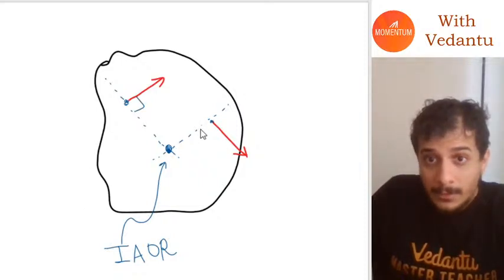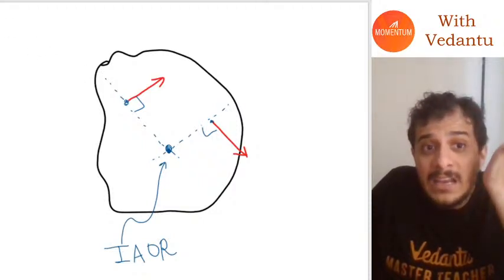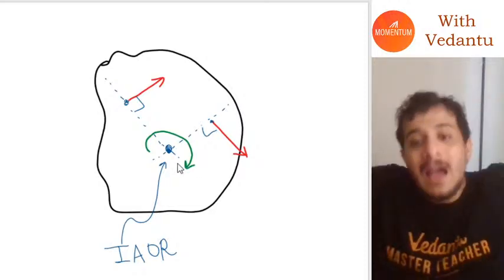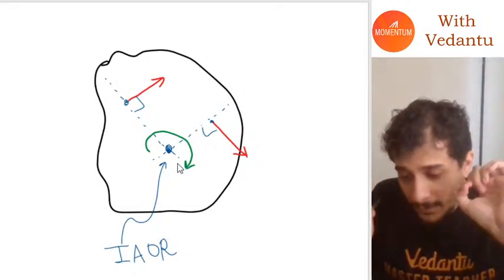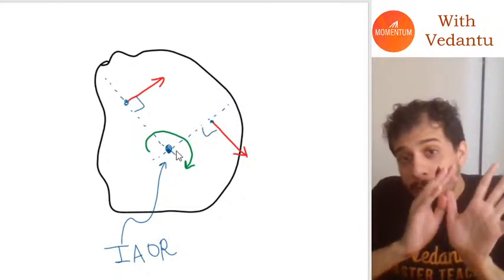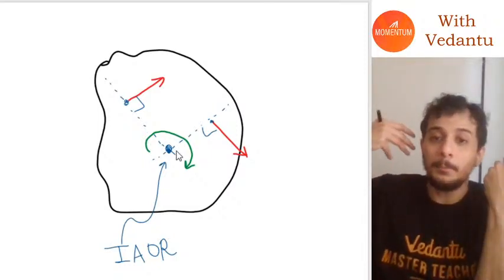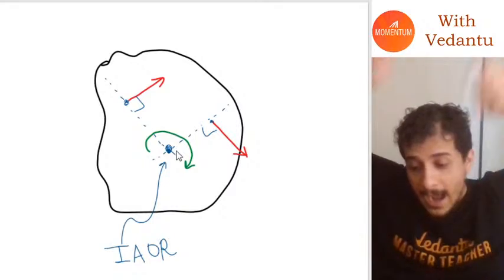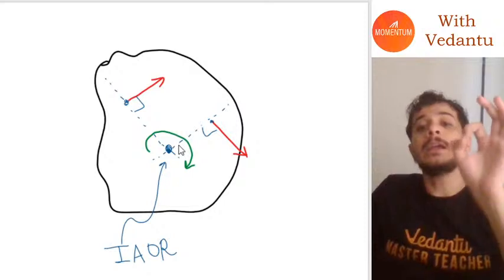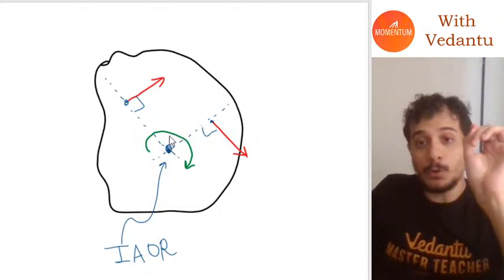Guys, remember this is perpendicular and this is perpendicular, because I can assume that this body is rotating about this point at this instant. It is not always going to rotate about this point. We don't know what happens in the future or what happened in the past, but at this instant, I can say that the body is rotating about this point. This point is called the instantaneous axis of rotation.